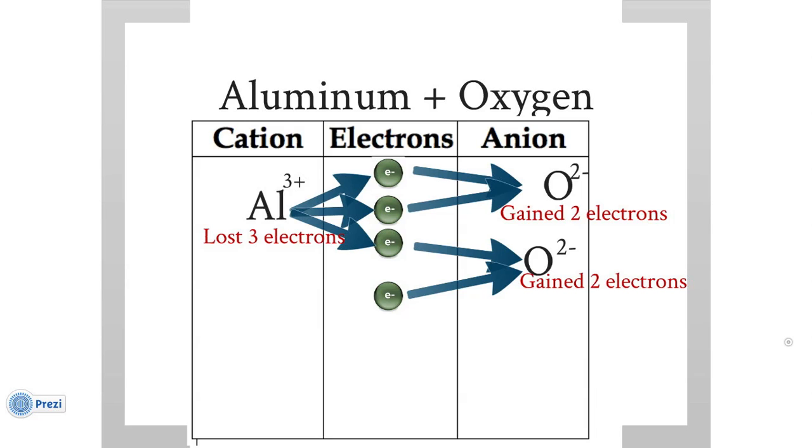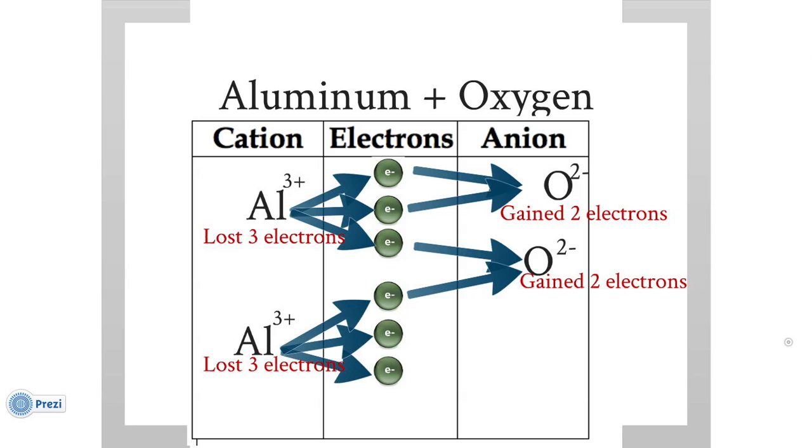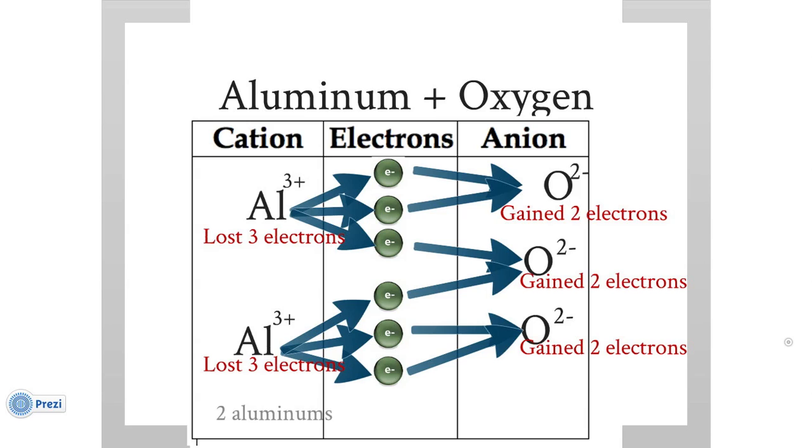Now where does that other one come from? Well, there must be another aluminum cation, which is losing electrons. But the aluminum loses 3. So where do those other 2 electrons go? Well, there's one final oxygen anion that can gain those last 2 electrons. Therefore, overall, we have 2 aluminums, we have 3 oxygens for a formula of Al2O3.